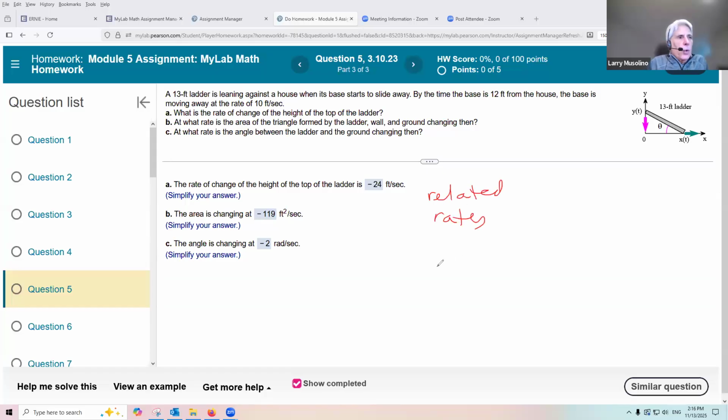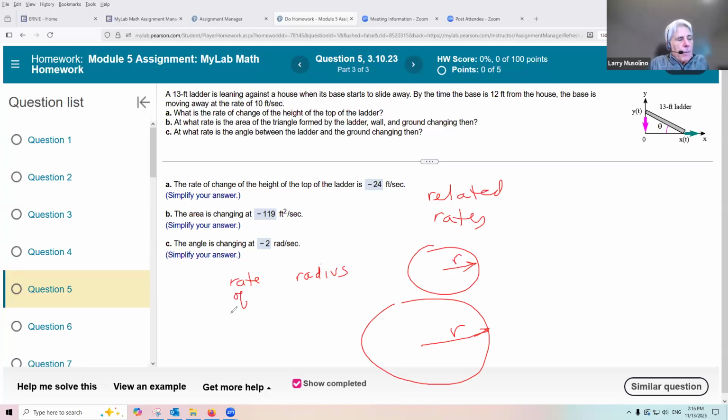Let's say there's an oil spill that's circular. And so here's the radius of a circle. Well, over time, this oil spill might get bigger. So r is going to get bigger. But also the area of the circle is getting bigger as well. So the rate of change of the radius is going to be related to the rate of change of the area. So we call those related rates.